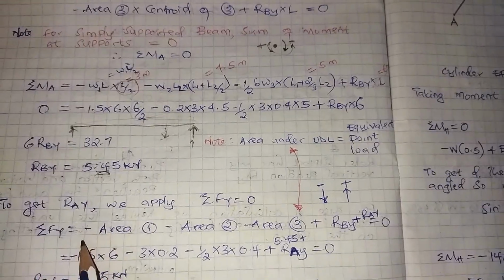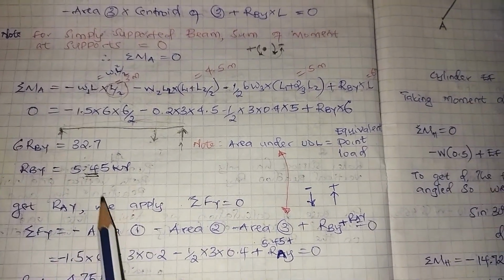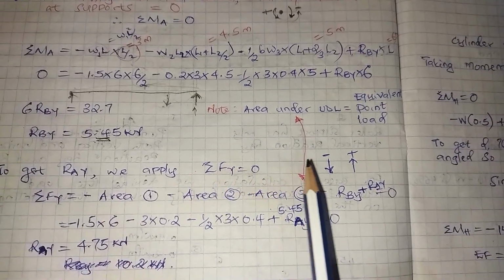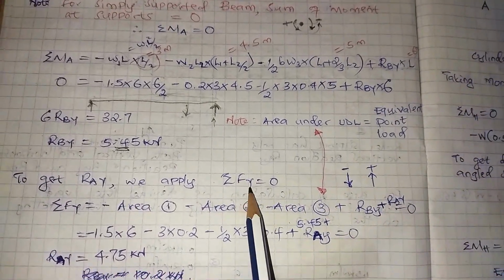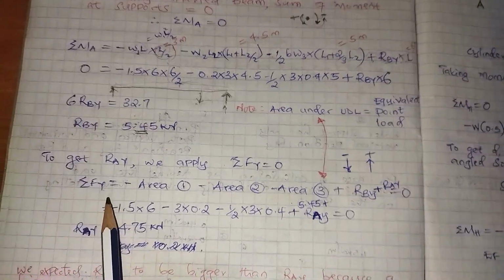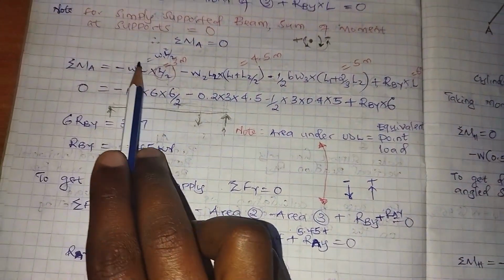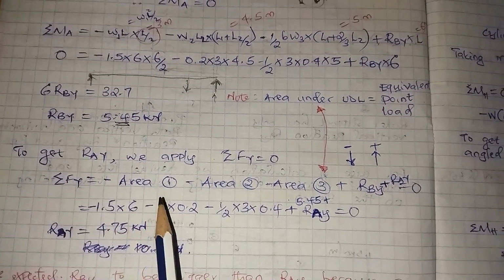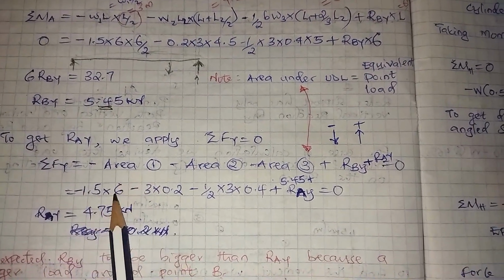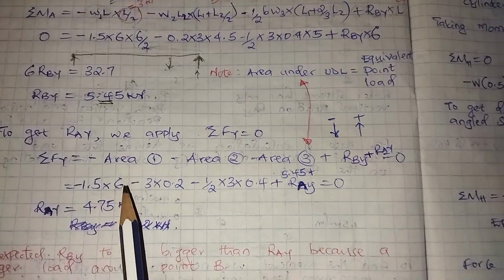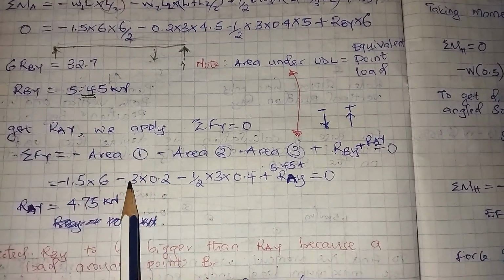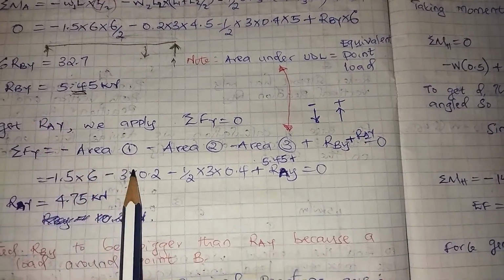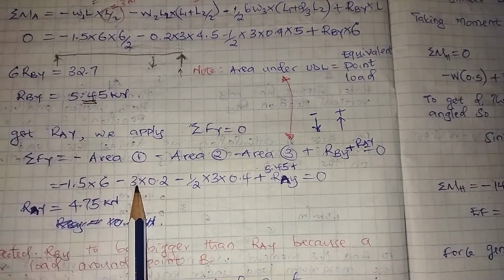And to get now the other reaction, RAY, we're going to apply this equation here, the summation of forces in the y direction. Okay. So we've said here force is given by WL, and WL is basically the area. So this is WL. So say the weight is 1.5 times 6, WL, minus 3 WL. It is acting from halfway from that support. So this one does not matter.